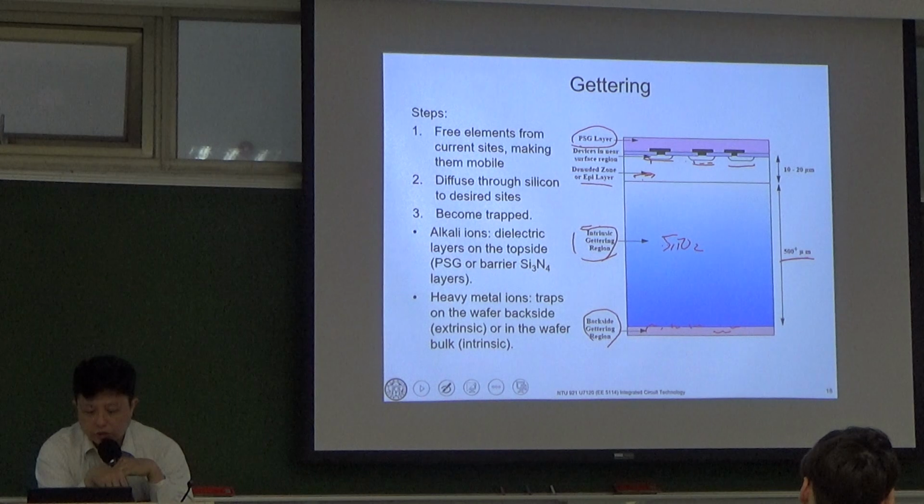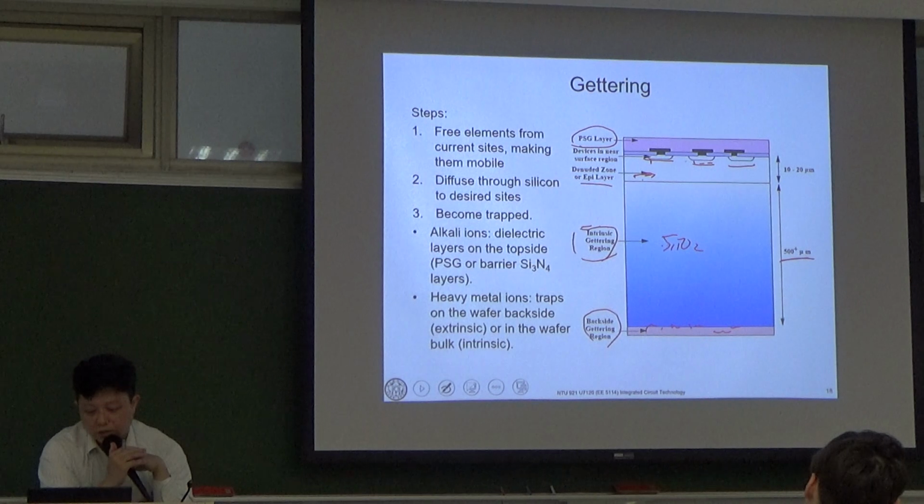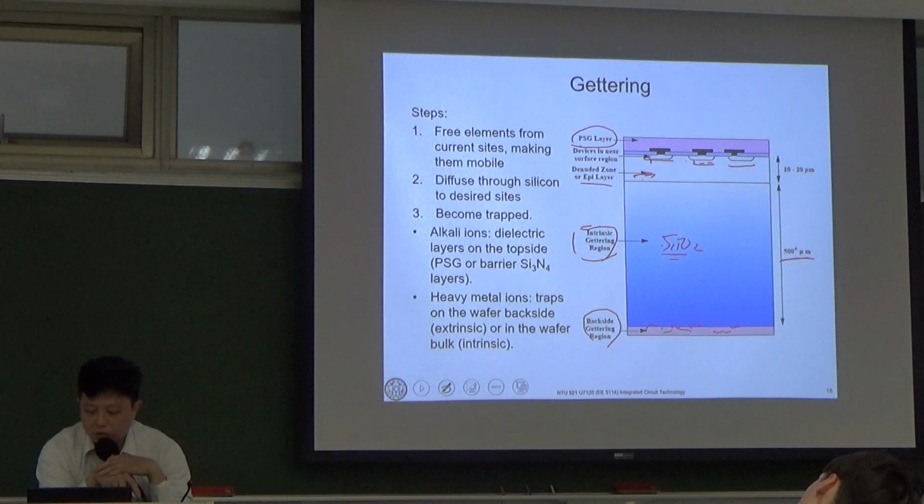Because as I mentioned, those point defects tend to get together and grow with each other, somewhat like people, right? If you have the same taste, then you will get together. So we try to create this kind of defect here, so we can make these ions go to this region.